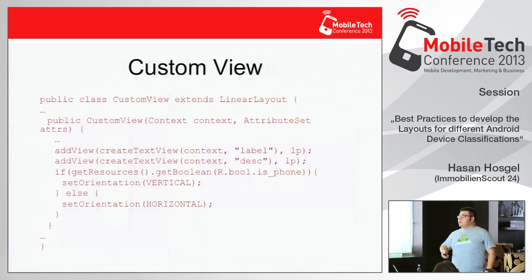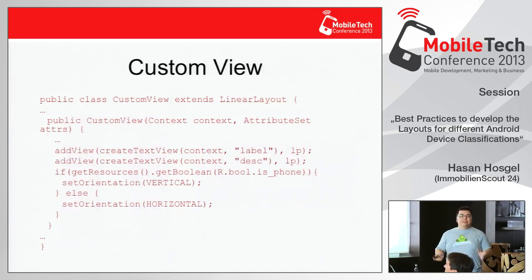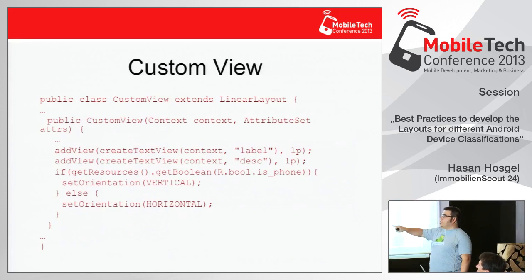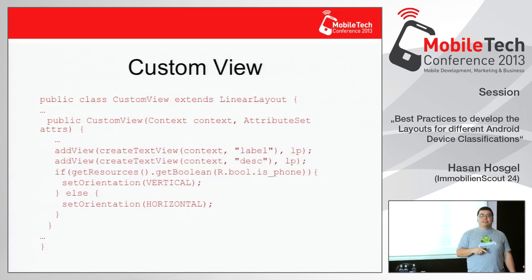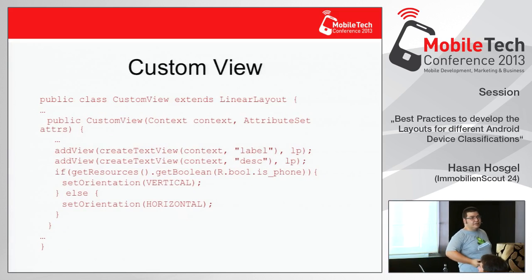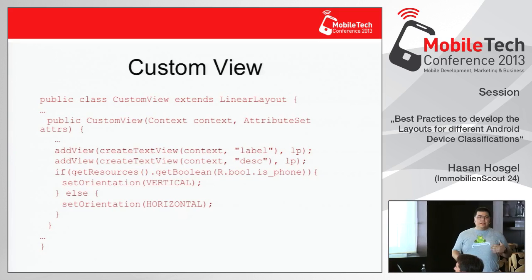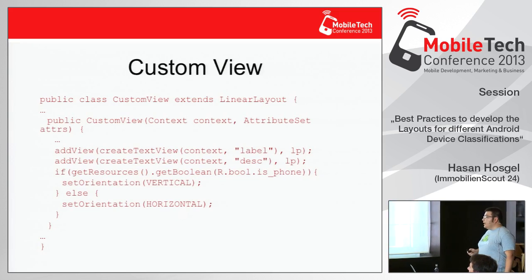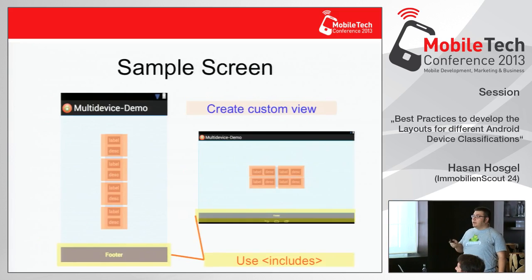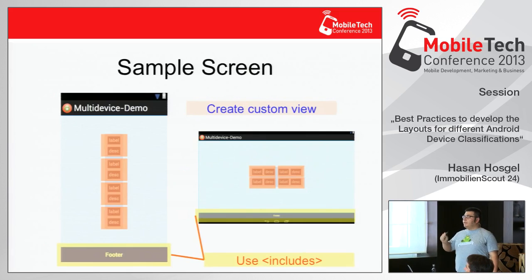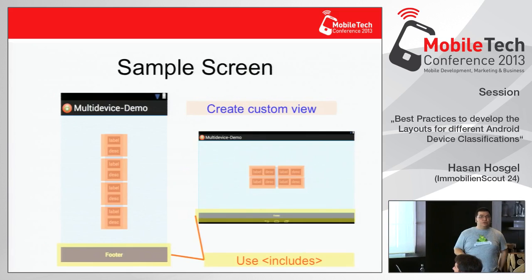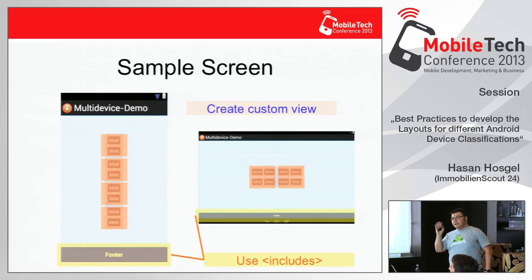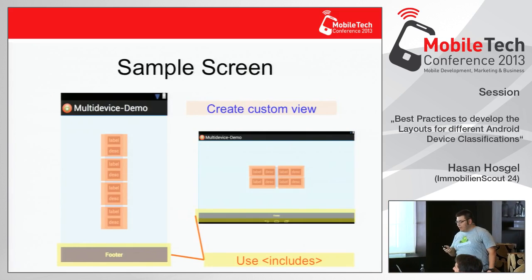To create a custom view, you just extend, for example, in this case, LinearLayout, and set the orientation depending on the Boolean resource which you created previously for your device classifications. You can also create a custom DrawerLayout or something else. It depends on you what your use case is. And now we also defined the layouts for the small areas. We can reproduce that, just put it in, and then we see it all.